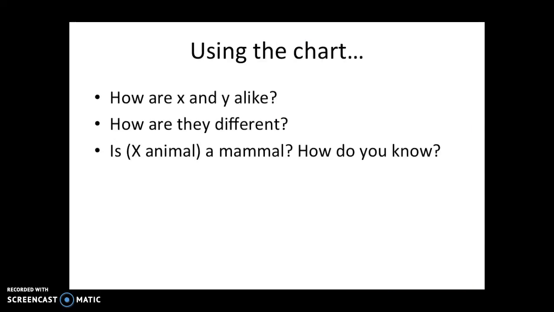And to finish the 10-minute lesson, I would have students work in pairs and think about questions like, how are mammals and reptiles alike? How are they different? And then using examples, like, is a bear a mammal? And how do you know this?